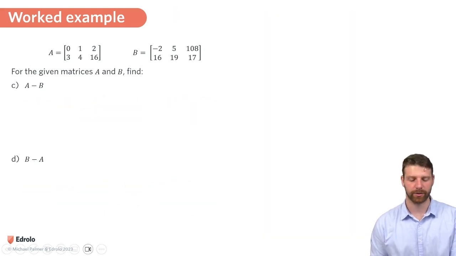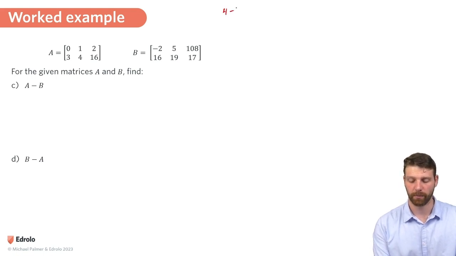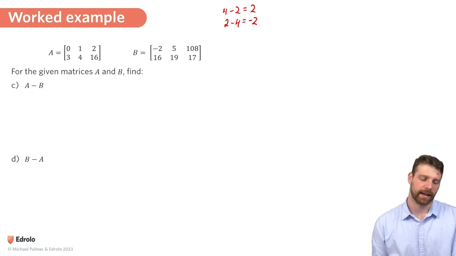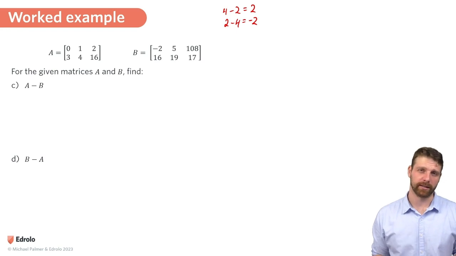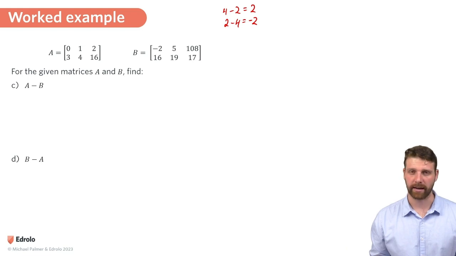Okay, here's another worked example. I've got A and B again. They're the same matrices as before, except this time subtracting them. So I've got A minus B and B minus A. Now you might know that subtraction isn't a commutative operation, so that if I do 4 minus 2, that gives me 2. But if I do 2 minus 4, that gives me negative 2. So it does matter the order I do subtraction. And with matrices, it's the same, because we're subtracting the elements within those matrices. They're not commutative objects. So let's see that we get different answers for A minus B and B minus A.